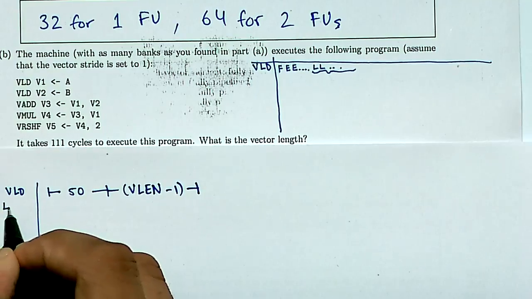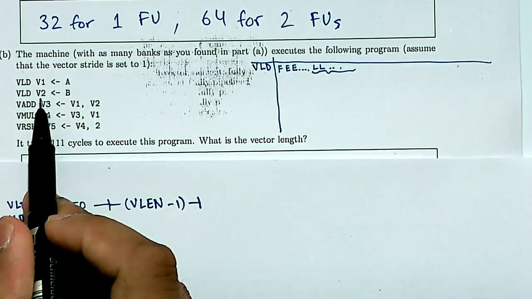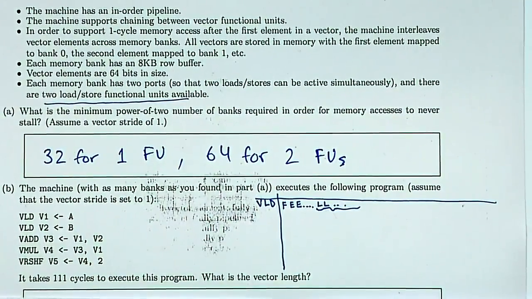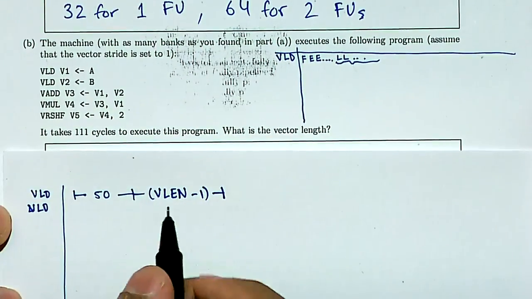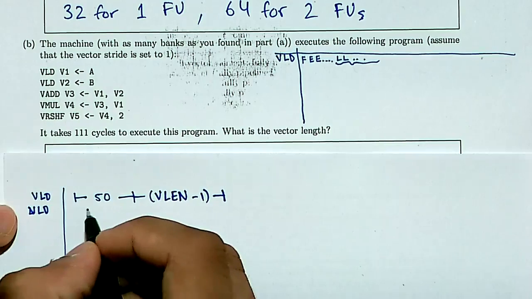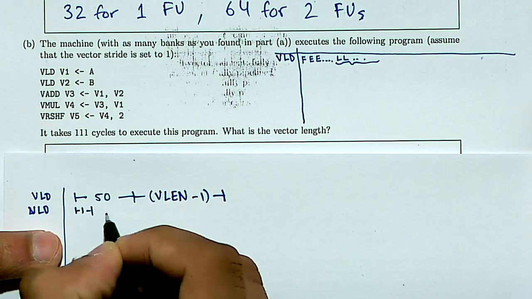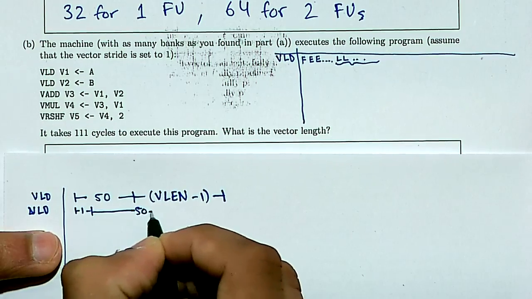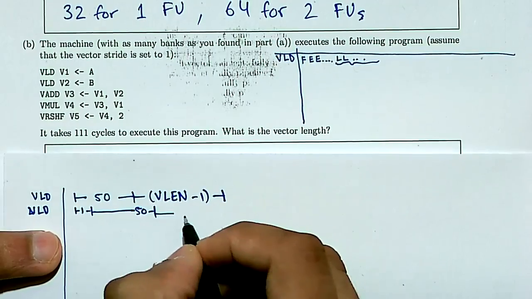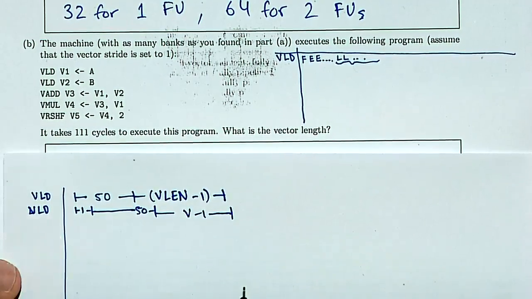And then we have the second load instruction. For the second load, we're loading into a different register, but we do have 2 load store functional units, so that'll basically just go to the second functional unit. Since we have enough banks to keep everything busy, we don't have to worry about bank conflicts. So this is going to start a cycle later. And so we have 1 cycle here, and then we have another 50 cycles, and then another V length. I'm just going to call it V. So we have another set of V minus 1, which executes here, right?